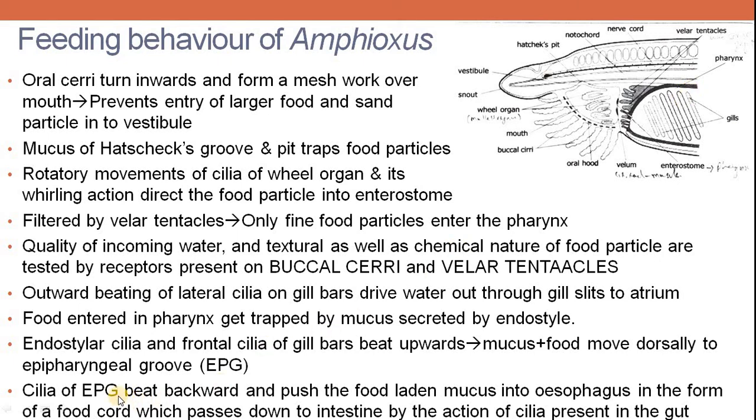Then the cilia of the epipharyngeal groove will beat backward and push the food-laden mucus, meaning mucus which encloses the food particles, into the esophagus, in the form of a small cord-like structure, or food cord, or a cord of mucus. Esophagus is the next portion of the pharynx. The cord or thread of mucus passes down to the intestine by the action of cilia present in the gut. That's the overall feeding behavior, or the overall process happening during the filter feeding of cephalochordates. Thank you.